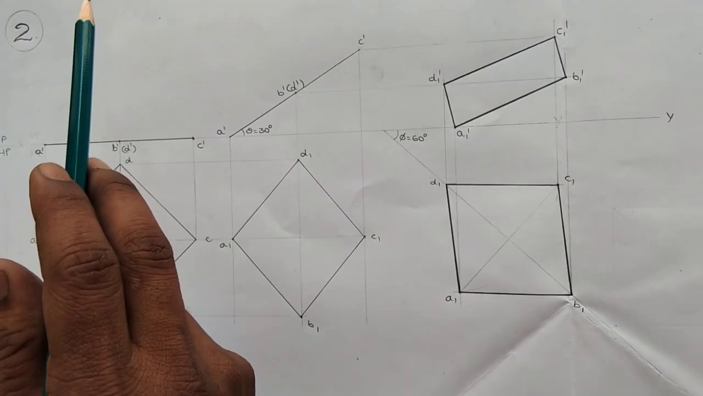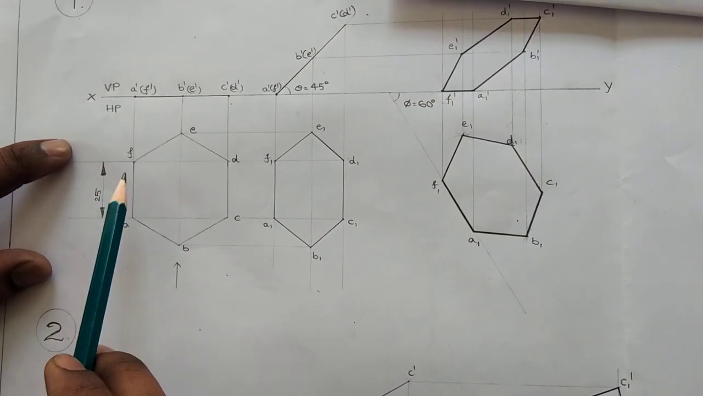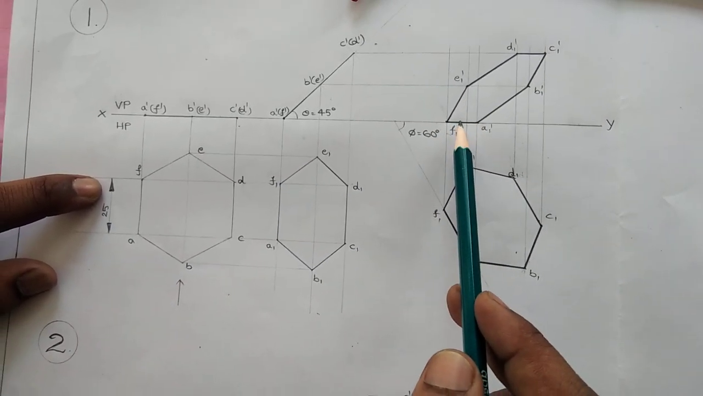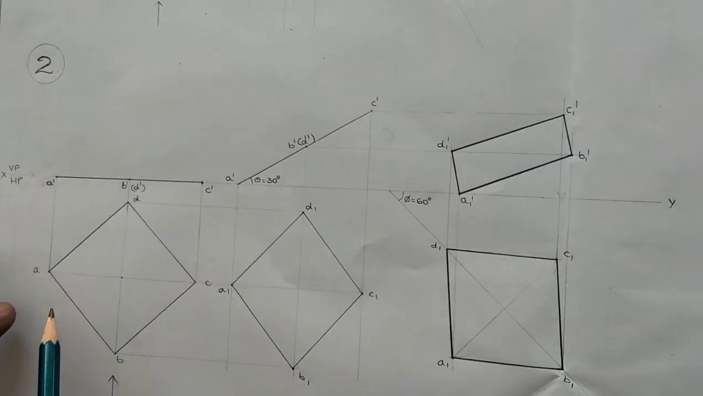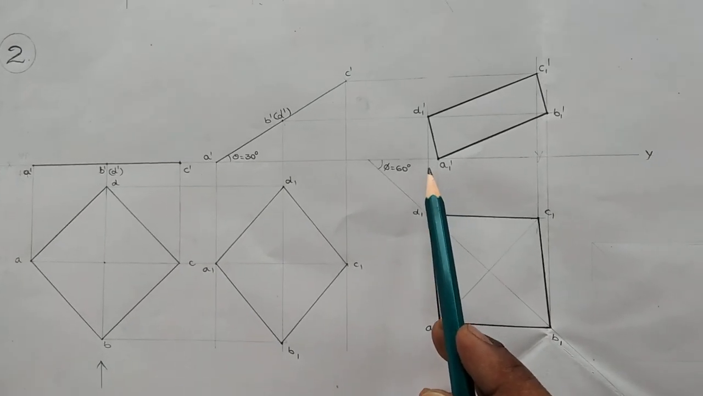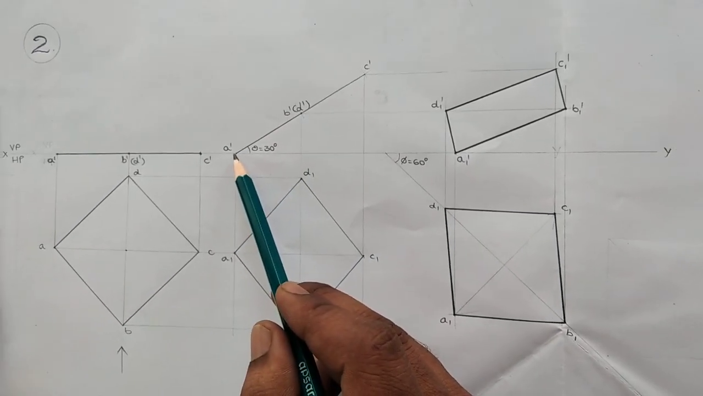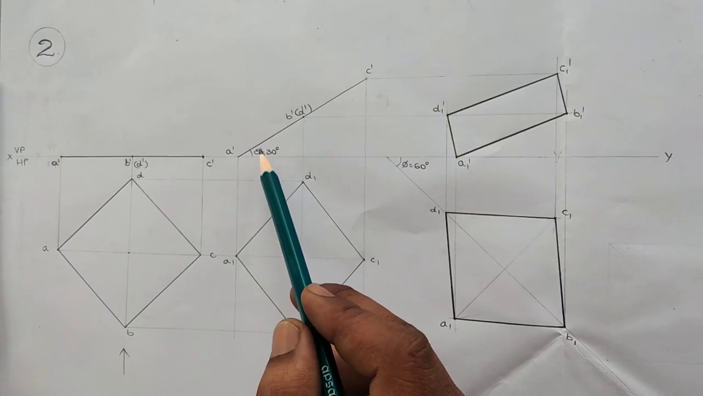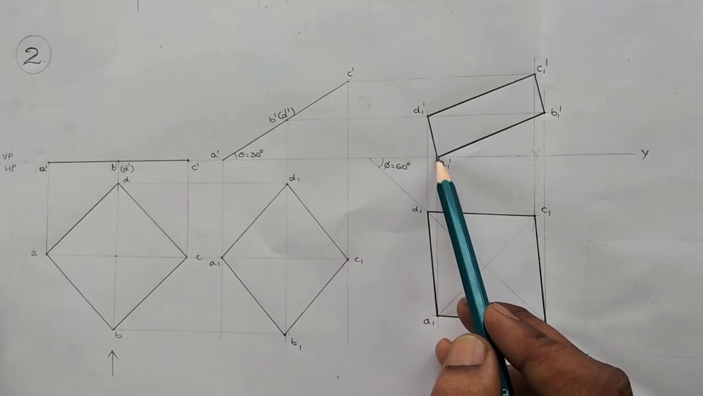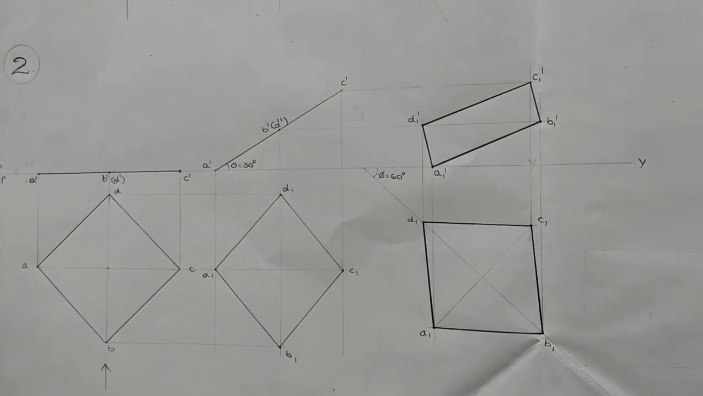In the previous problem, we kept a side on the left side in the simple position. That is why we got that side on the reference line, that means on the horizontal plane. But in this problem, the corner is located on the left side. So finally we got that corner on the reference line, that means on the horizontal plane. So the given condition is satisfied: AC is 30 degrees inclined to the horizontal plane. Similarly, BD is 60 degrees inclined to the vertical plane and corner A is in the horizontal plane. So this is about the final projections of the given problem number 2.